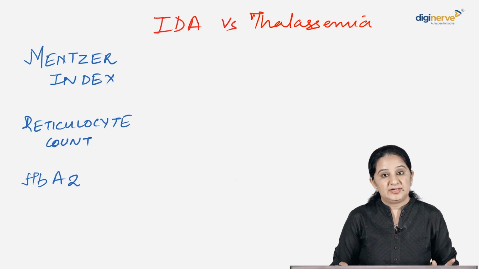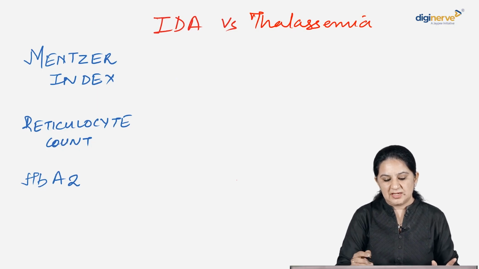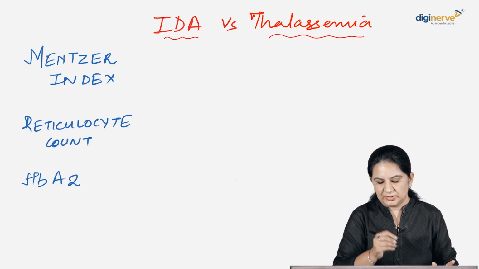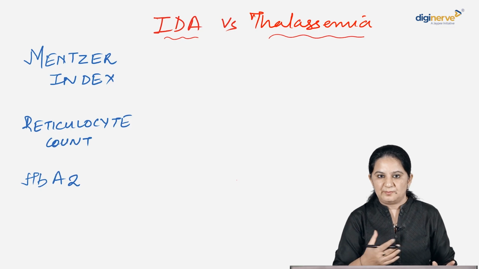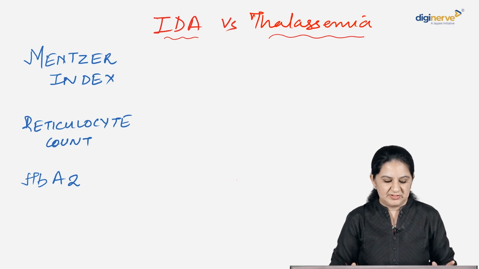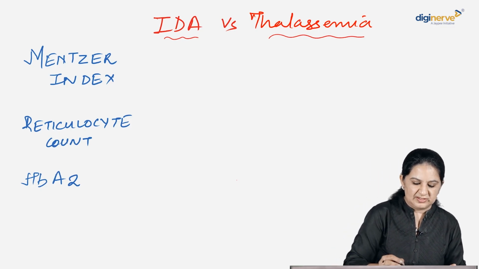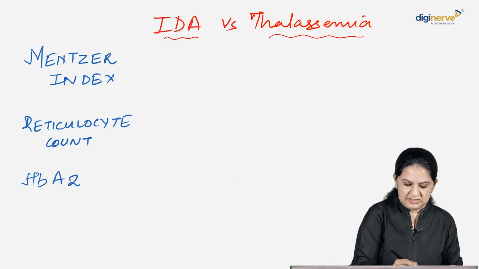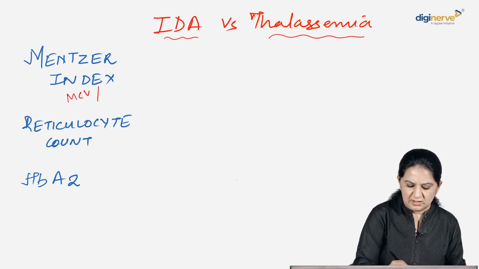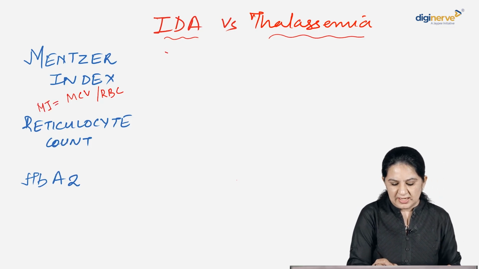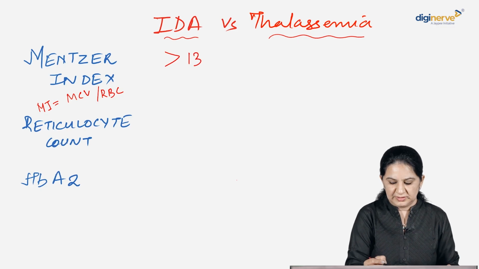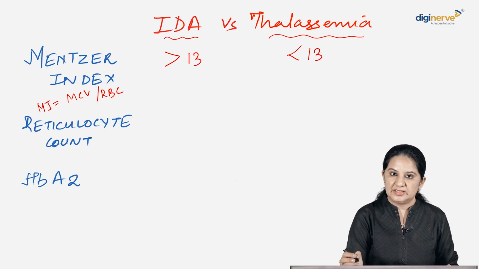Now, a very important difference between iron deficiency anemia and thalassemia. Both have microcytic hypochromic picture, both have less hemoglobin, low MCV, target cells, many overlapping features, but how will you differentiate? First we will calculate the Mentzer index. This is calculated by MCV upon RBC. In iron deficiency anemia, it is more than 13. In thalassemia, it is less than 13.